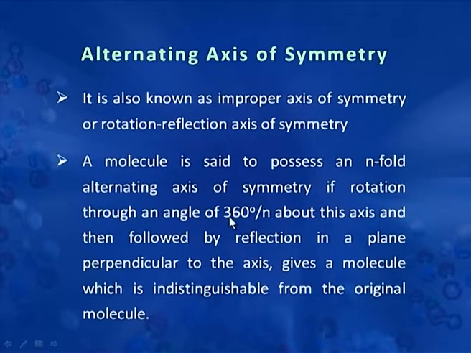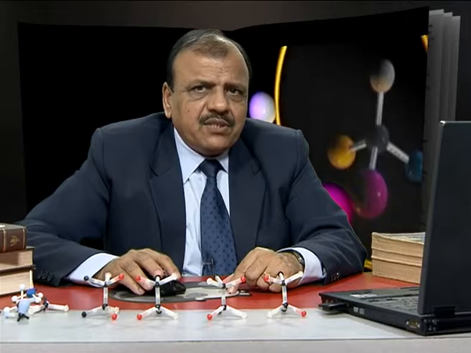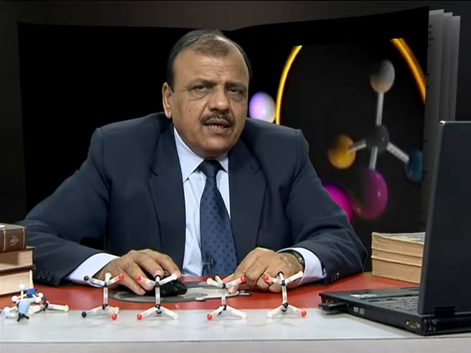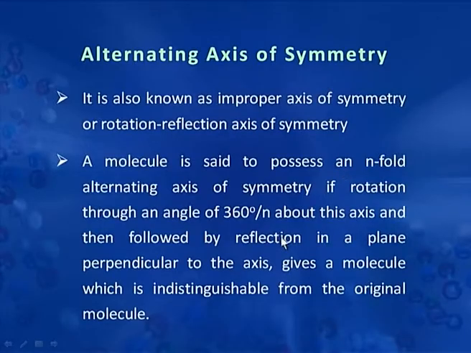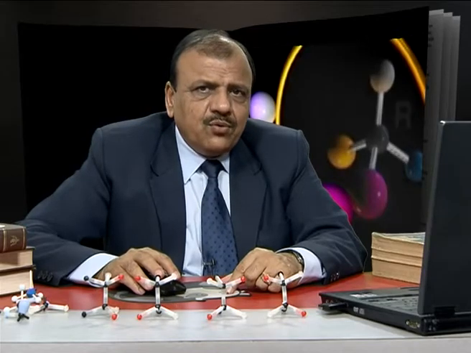Suppose we get this type of observation after rotation of 180 degrees, then the value of n will be 2. So we say that a molecule possesses a 2-fold alternating axis of symmetry, or a 4-fold alternating axis of symmetry, or if this thing is observed after rotation of 60 degrees, then we may say the molecule possesses a 6-fold alternating axis of symmetry, and so on. Then what do you actually see in this alternating axis of symmetry?